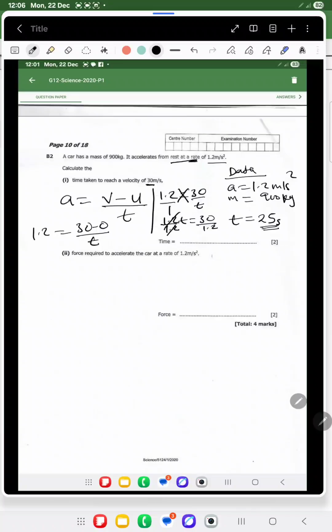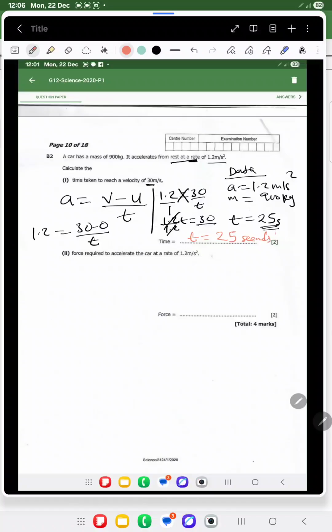That's how you get the time if you are given the acceleration and the speed which the car reached. So simply use the formula for acceleration, which is acceleration is equal to final velocity minus initial velocity over time. Then you come here and write your answer to say, therefore, my time was 25 seconds. So we say t is equal to 25 seconds.